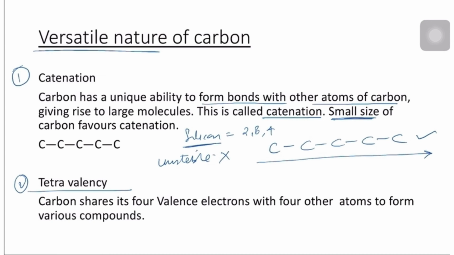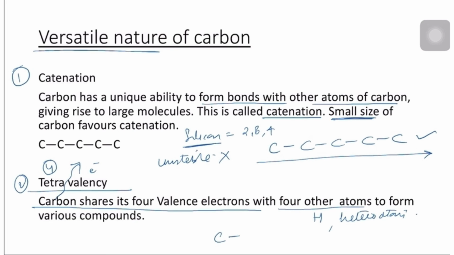Second is tetravalency. Tetra means 4, valency means the valence electrons. Now carbon shares its 4 valence electrons with other 4 atoms. These can be hydrogen or any hetero atom, right? This way. So this property of carbon to share its 4 valence electrons with other atoms to form compounds is called tetravalency, right?